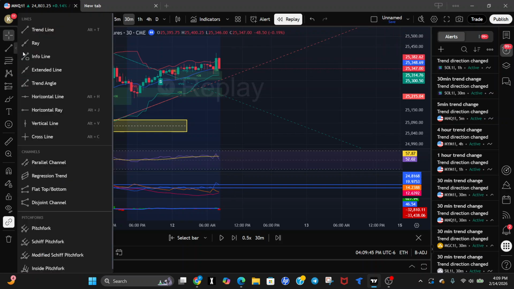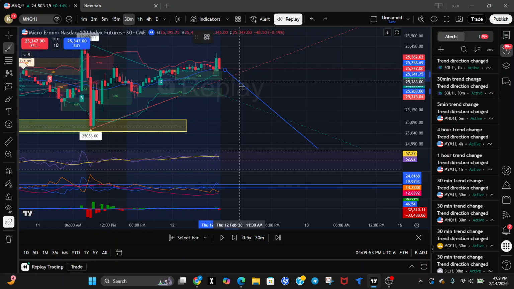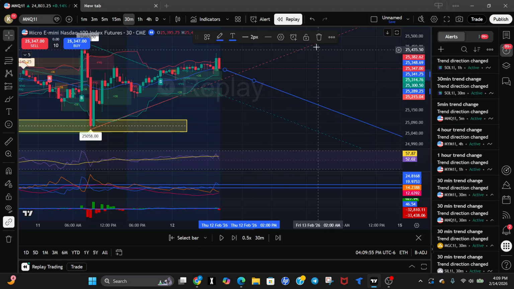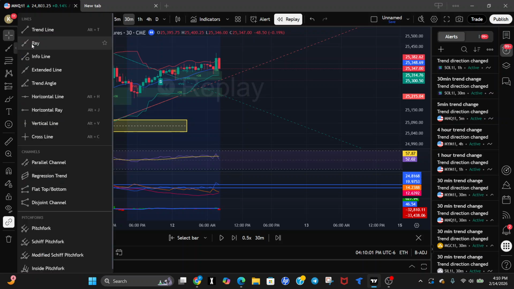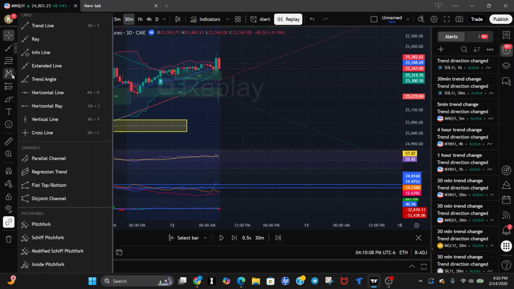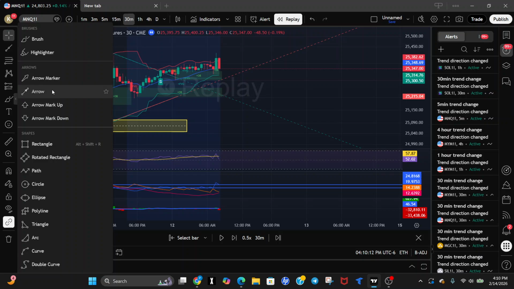I think I can even draw with one of these lines. I gotta remember which one. Is it the ray? No, I forgot which line I used to draw. Or wait, oh wait, I think it's this.